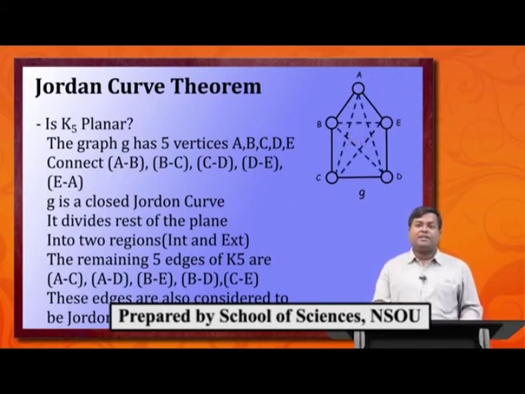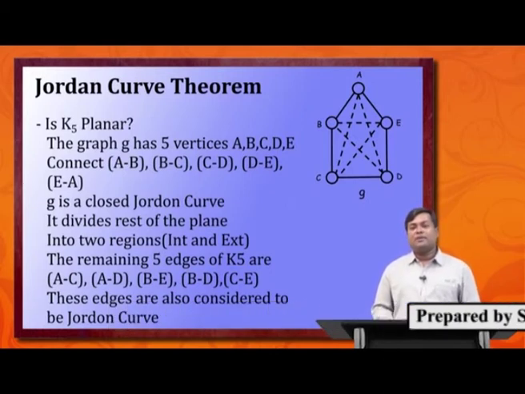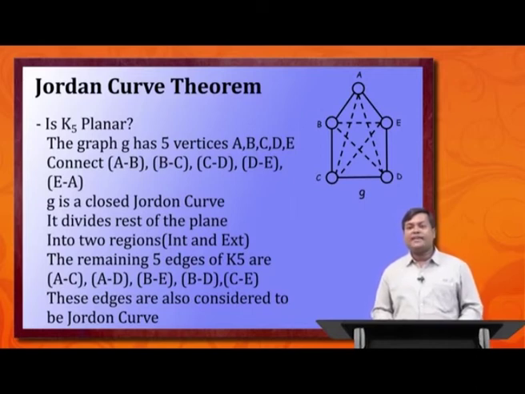Now if you look properly, each of these 5 remaining edges is another Jordan curve. Let's say AC is a Jordan curve and ABCDE is a closed Jordan curve. According to the Jordan corollary, since A and C are on the closed Jordan curve ABCDE, we can always say the AC Jordan curve will be either inside the closed Jordan curve ABCDE or outside of it. So these edges are also considered to be Jordan curves.